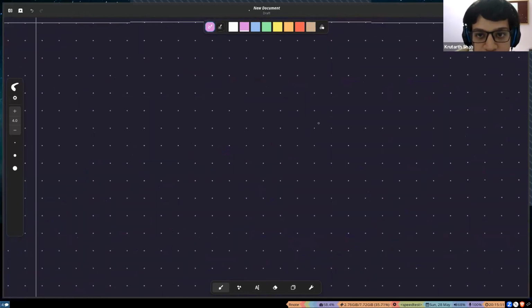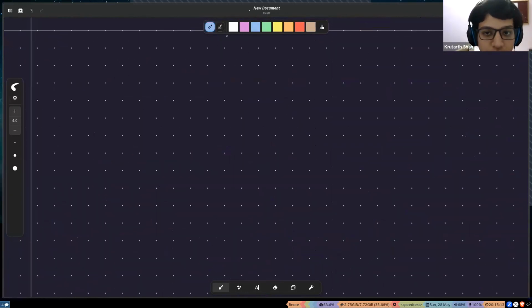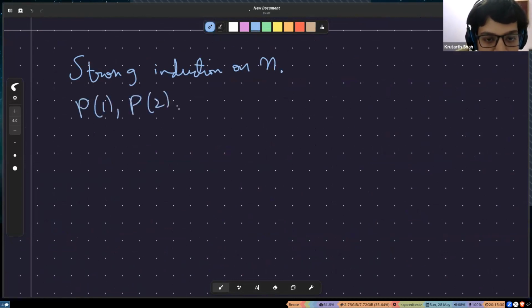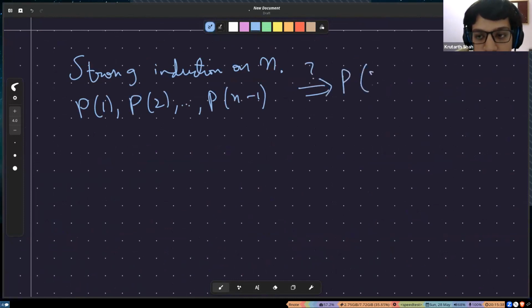So, okay, so what we are doing now is, so this is the question. Base 2 representation. So we are strong inducting on n. So we know that P of 1 is true, P of 2 is true, and so on till P of n minus 1 is true. And we want to show that P of n is also true.